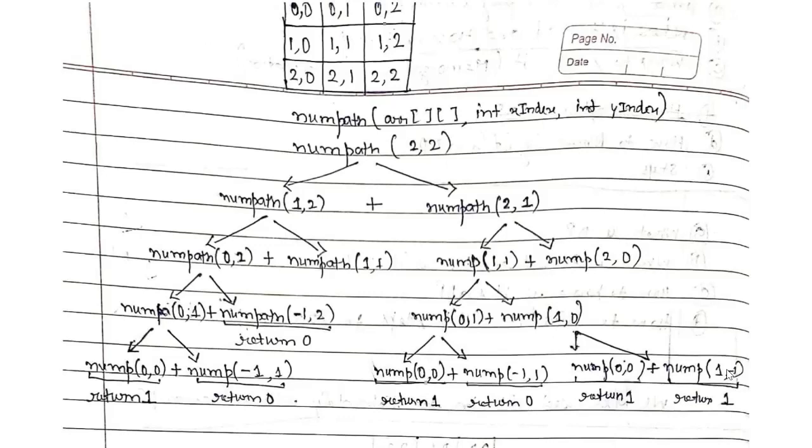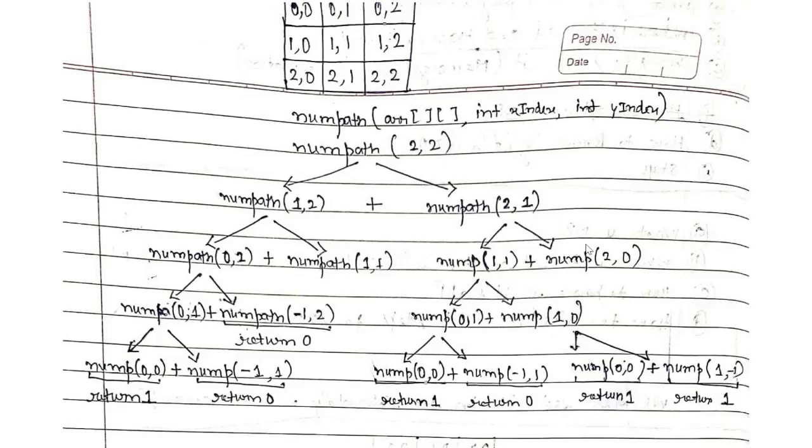Hello everyone. In this lecture we will be discussing the dynamic programming approach to our numpaths problem. In the earlier lecture we discussed the recursive solution, but we saw that it has overlapping subproblems and optimal substructure. So in this lecture we will try to optimize it with the help of dynamic programming, specifically the tabulation method. We will go bottom up and see how we can optimize it.